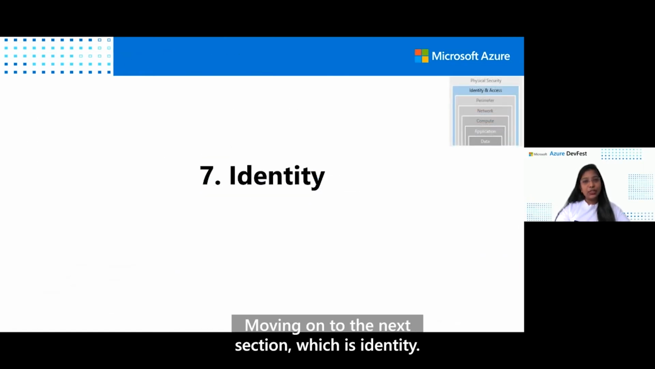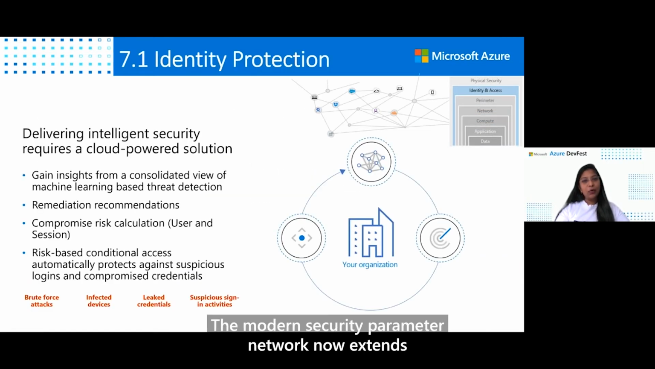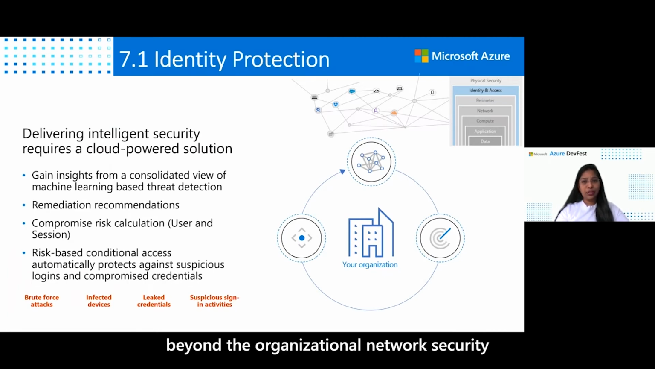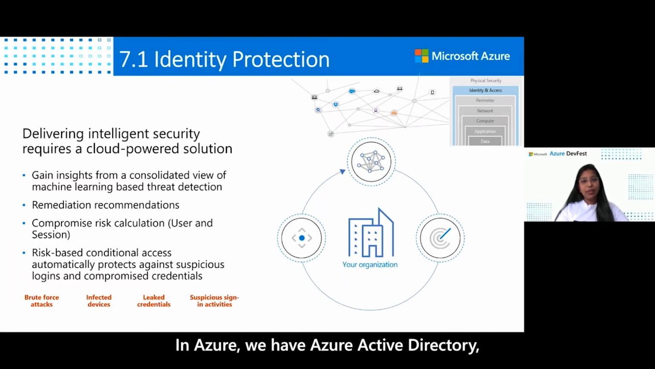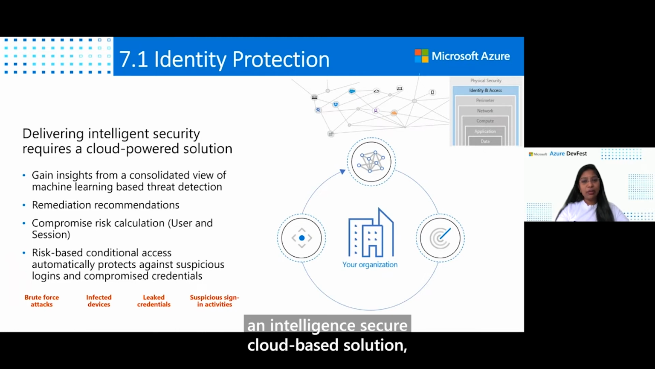Moving on to the next section, which is identity. The modern security perimeter now extends beyond the organizational network security and also includes user and device identity. With the growing trend of identity theft and attacks, it is important for enterprises to spend some extra effort to keep their identities safe. In Azure, we have Azure Active Directory, an intelligent, secure, cloud-based solution which leverages advanced machine learning-based threat detection and performs automatic remediation to protect your identities against threats.